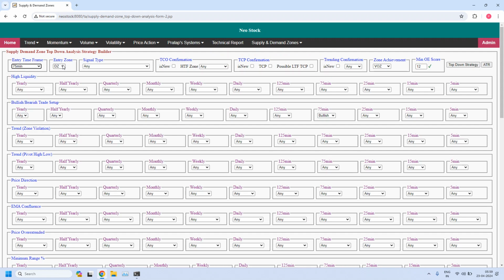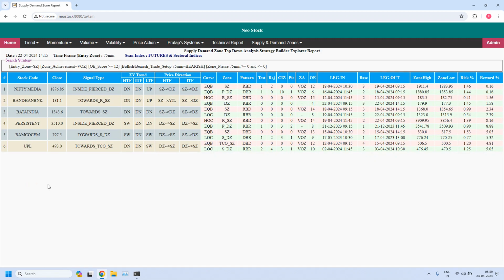Let me generate the bearish trade setup. Entry time frame is 75 minutes. Entry zone is supply zone. In bullish or bearish trade setup, in the 75 minutes time frame, I am selecting bearish. So these 6 stocks are supporting bearish trade setup for weekly income trade.